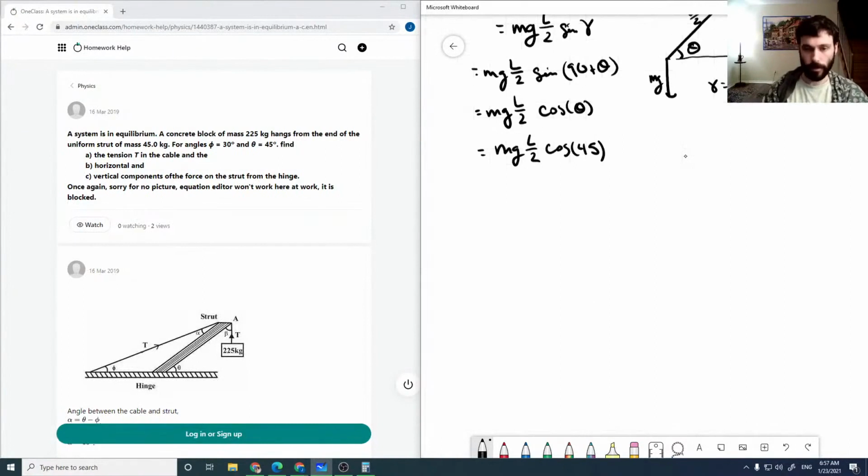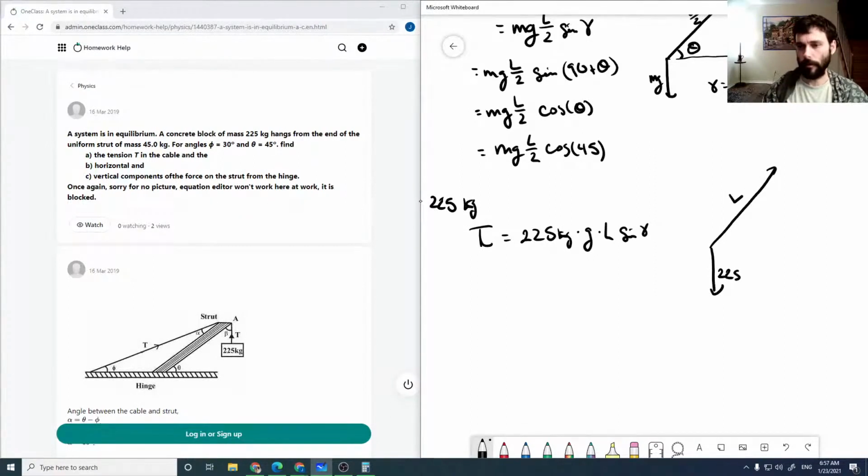And then last, our last torque is our 225 kg torque. So our torque is 225 kilograms times G. I'm just putting that in just so that we know where it is. It's going to sit at L and sine gamma. So there's our 225 kg times G. And again, this angle is going to be the same as our previous one. So it'll be 90 plus theta. And we know that this is going to give us a cos. So it's pretty much the same.